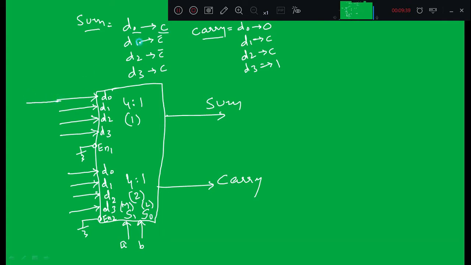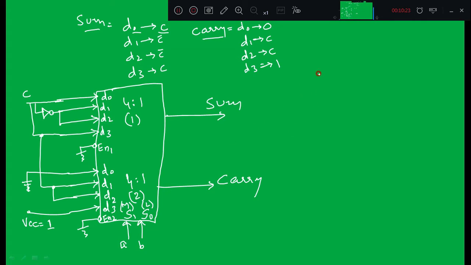So D0 has to be connected to C, then D1 has to be connected to C bar. C bar is generated using a NOT gate. Then D2 is also C bar, connected to D1 because D1 is connected to C bar, and D3 is connected to C. Next, for carry, D0 I will connect to ground because D0 of carry is 0. Next, D1 has to be connected to C, correct. D2 is also C for carry. D1 and D2 are shorted, and D3 is connected to VCC, or digitally we represent it as 1.